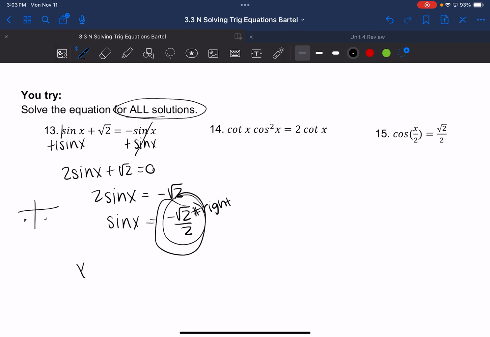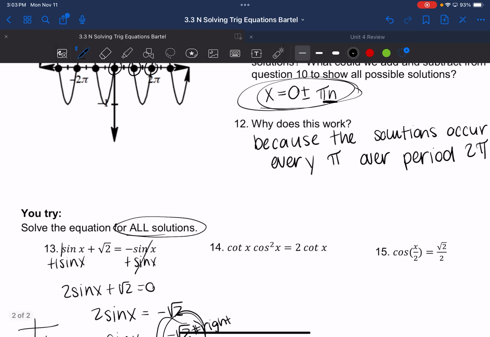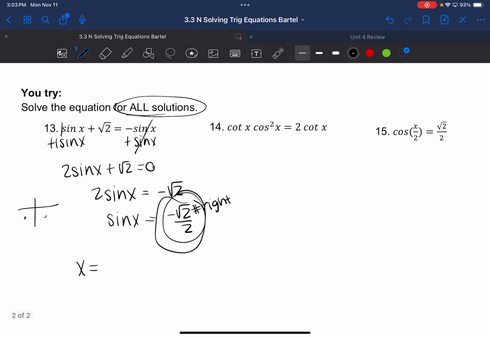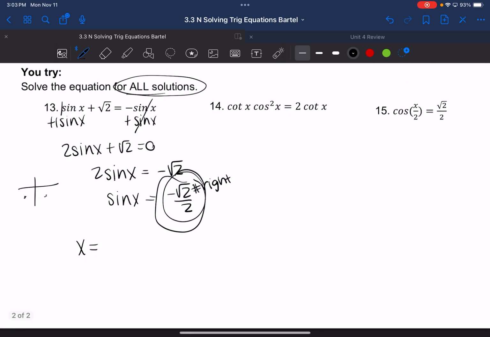So whenever I go write my answer, I want us to write something like we did here, right? So it doesn't matter which one you pick. You can pick your 5 pi over 4 or your 7 pi over 4. Maybe we do 5 pi over 4 as the first one, kind of like we picked 0 on the last one. I do 5 pi over 4, right? Plus or minus, we have to go with what this time?